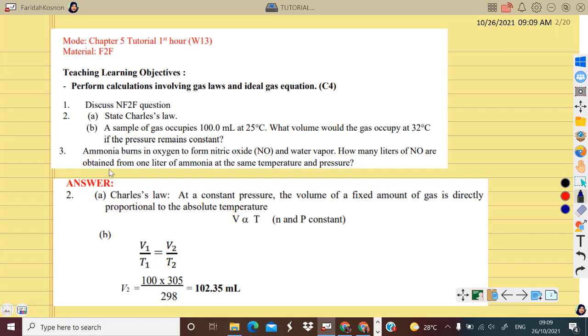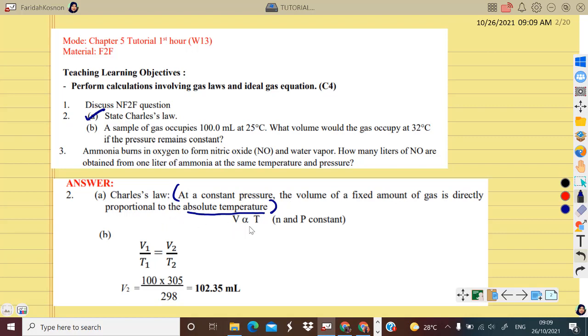Okay, we have here state Charles's Law. Okay, so macam tadilah, you have to make sure you menyatakan statement berkenaan Charles's Law tu dengan betul. Okay, at a constant pressure, the volume occupied by a fixed amount of gas is directly proportional to its absolute temperature. So mesti ada perkataan inilah absolute temperature. Kalau you tulis temperature saja memang salah. So you also for this question you may refer to the statement yang ada dalam lecture notes.